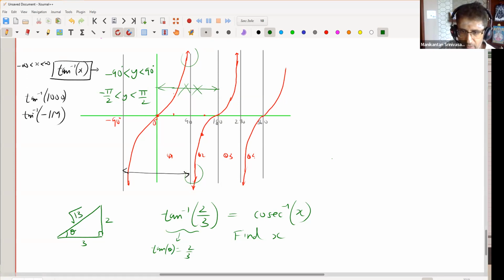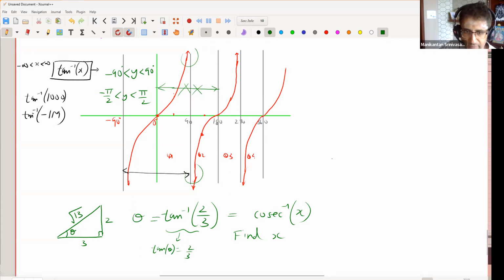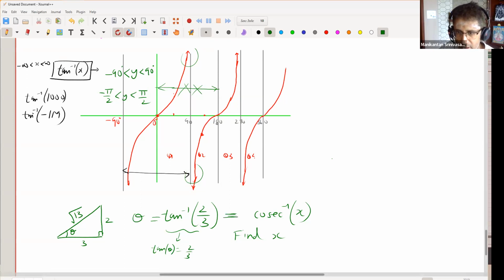Right? And therefore, if that same theta, so this is that theta, the theta that we are seeking, which is tan inverse of 2 by 3, which is also cosec inverse of x. So what is cosec theta? I can find out what cosec theta is.